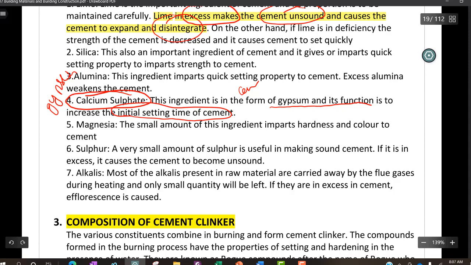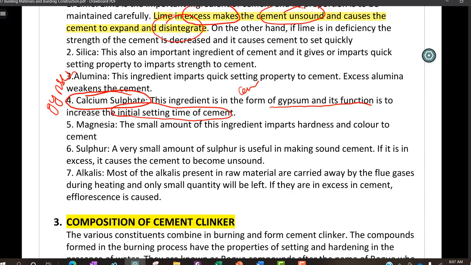If cement is setting very fast, how will we be able to work? Because you are mixing this cement, then you are using it to place the cement at some other location, right? I hope you are getting it. So we need some initial setting time so that we can transport that concrete or mortar to the place of construction and place it. Half an hour तो आपको चाहिए, right? So that's why we are adding calcium sulfate.